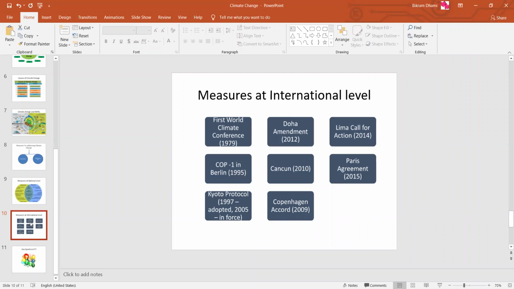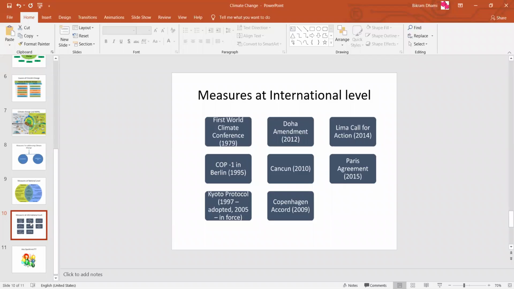The first measure at the international level is the First World Climate Conference in 1979. It was held in Geneva and sponsored by WMO, the World Meteorological Organization. It studies the climate. The outcome of this conference was the establishment of the World Climate Program and World Climate Research Program, and it also led to the creation of the Intergovernmental Panel on Climate Change by WMO and UNEP in 1988.